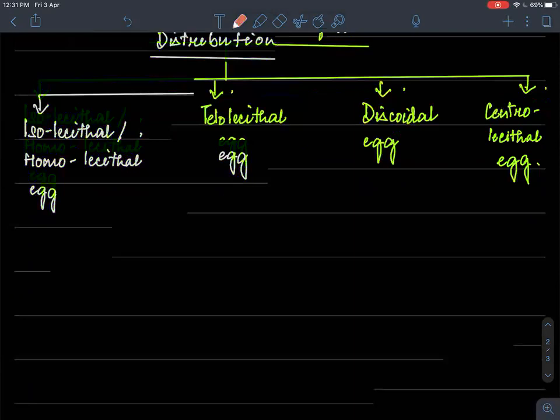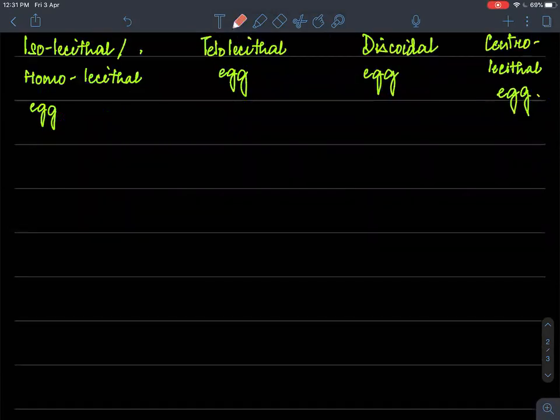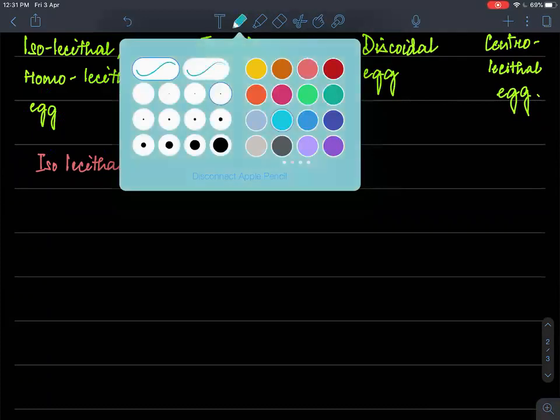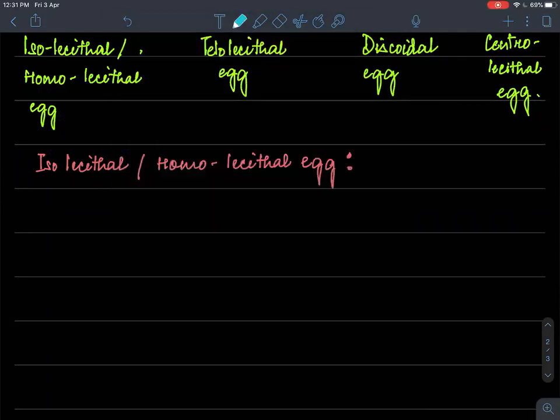Homo means we will see equal, even distribution. So number 1, we are seeing isolecithal or homolecithal egg. Here we see that yolk is evenly distributed. Equal distribution we see of the yolk and the cytoplasm. Examples under this will be any alecithal or microlecithal egg.